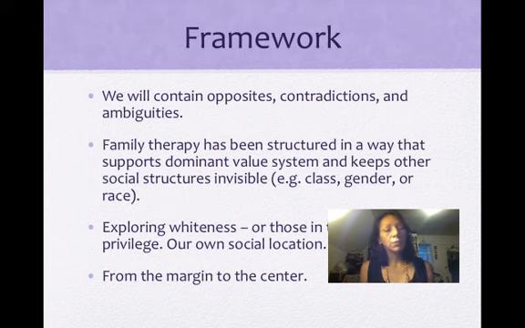Oftentimes, most of you, I don't know if you've had 610 yet, but if you will have 610, which is the advanced family therapy class, you're going to see that a lot of family therapy is structured in a way that supports dominant value systems and keeps other social structures invisible. For example, class or gender or race, we don't really talk about those things. And in family therapy, the theories and the approaches that were developed don't often consider those issues.